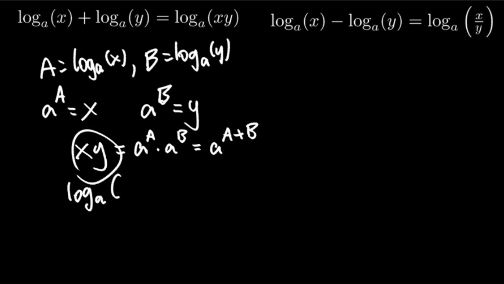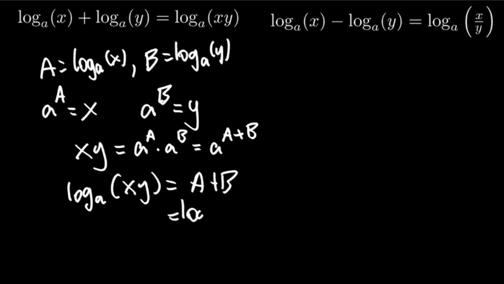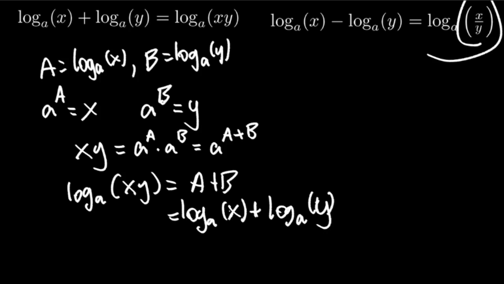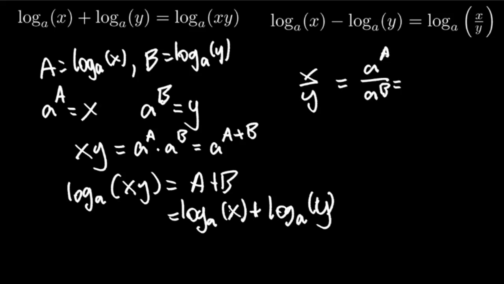And then if we put this into logarithmic form, then we get log base a of xy equals A plus B. And A plus B is log base a of x plus log base a of y. I'm not sure why I wrote that either. I'm going to change that. Okay, so it's a very similar thing with this. Instead of x times y, you're going to do x over y, and then you're going to end up with this, and then same exact thing to get this one. So that's why that works that way.